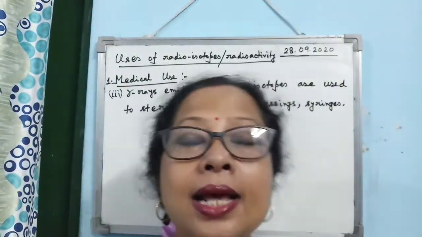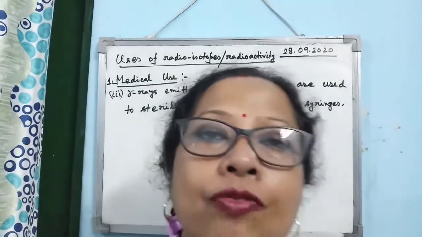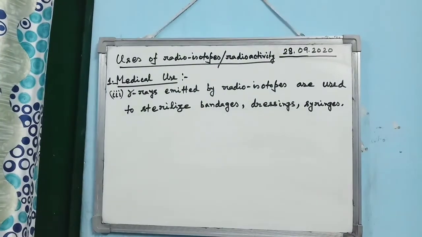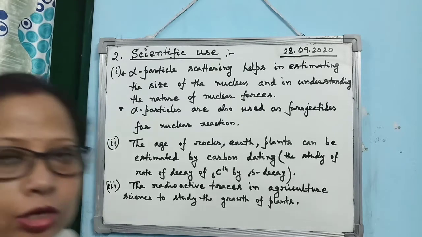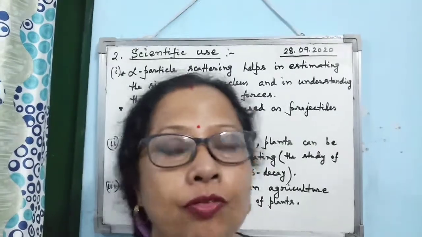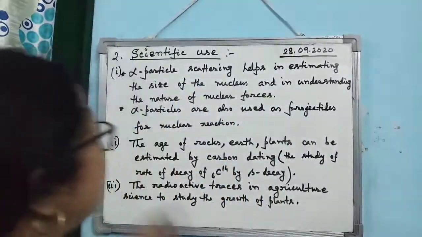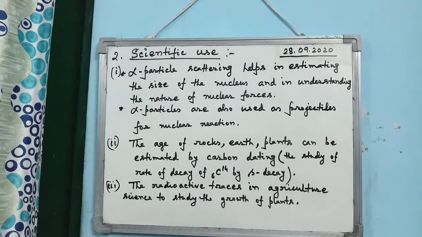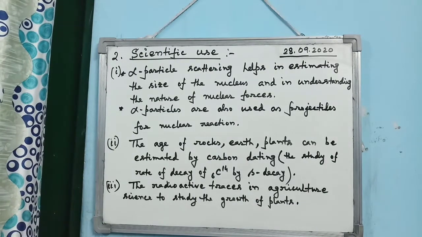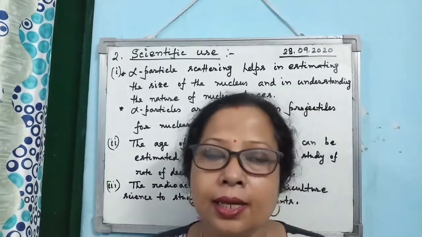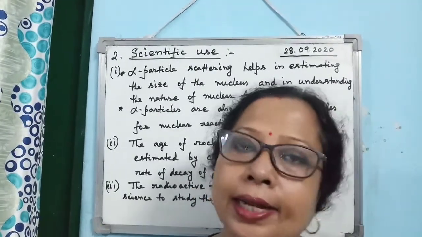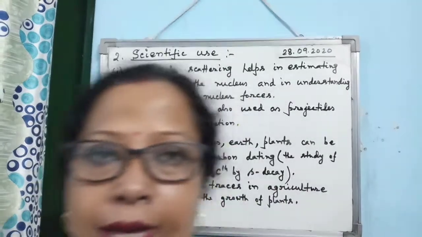So these are 3 medical uses of radioisotopes or radioactivity. Next, radioisotopes are used for scientific purposes also. That is the scientific use of radioisotopes. Now first, generally we use alpha particle scattering. You know how Rutherford estimated the structure of an atom by the alpha particle scattering experiment.